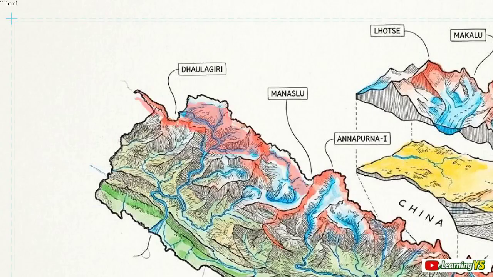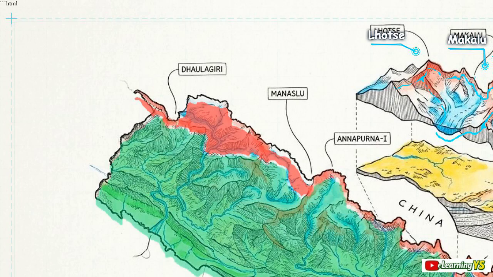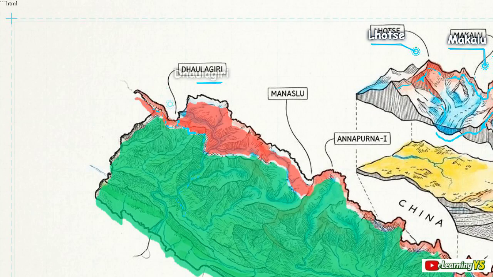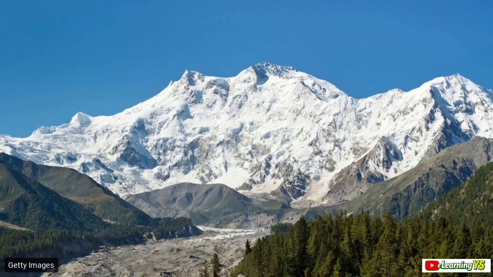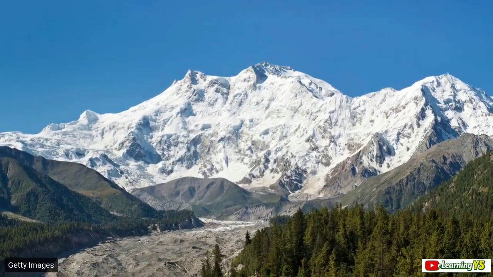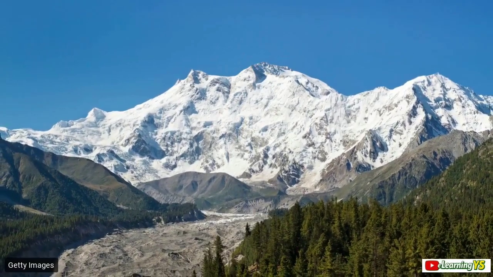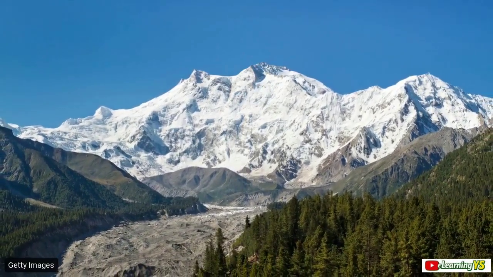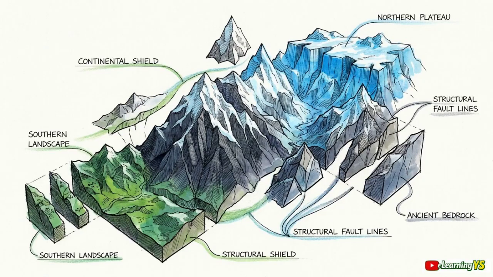Three more nodes sit directly on the Nepal-China border: Lhotse, Makalu, and Cho Oyu. Located entirely within Nepal are Dhaulagiri, Manaslu, and Annapurna I. Finally, we plot Nanga Parbat in POK. This structure serves as the anchor of the Western Himalayas. Plotted together, these nodes form a continuous 8,000-meter shield that separates the subcontinent from the north.